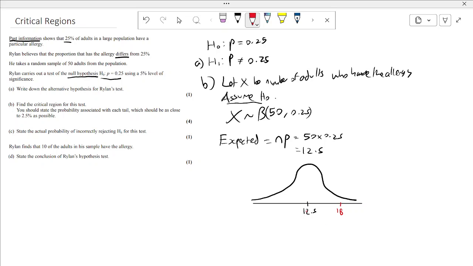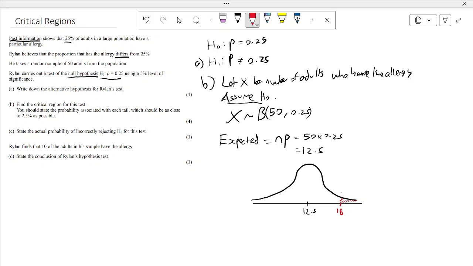So obviously it is more than expected, but the question is how much more. To calculate this, you put your 18 on your diagram, and you calculate the area, which is away from the mean. So the mean is 12.5, the expected. You calculate this small tail here, to the right of 18.